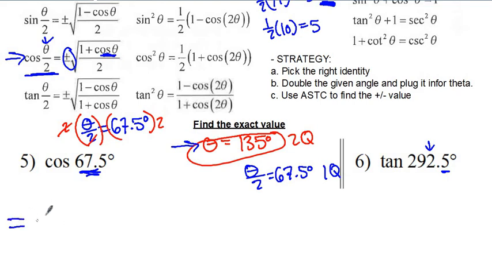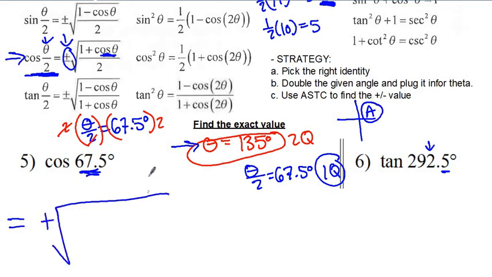So here's what that means. First of all, plus or minus is based on where theta over 2 is. It's in the first quadrant, and in the first quadrant, everything is positive. So we're going to take the plus right there. You don't even actually need to write plus, but we'll do it just for the sake of completeness.